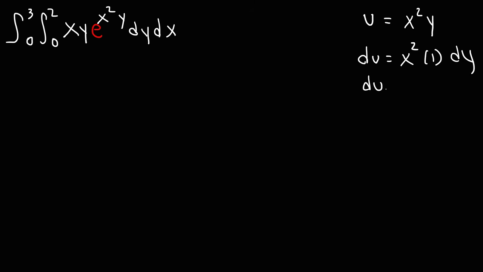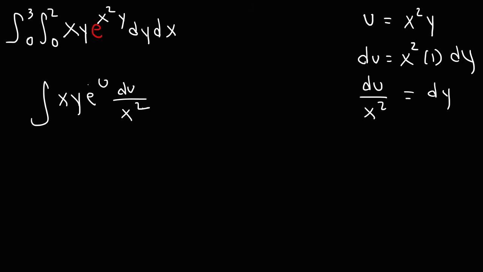Now, if we isolate dy by dividing both sides by x squared, we're going to get this. And so if we replace x squared y with u, and then dy with du over x squared, notice that we won't have an expression with the u variable only. We'll have a y, e to the u, over x du. And so this is not going to work out very well.